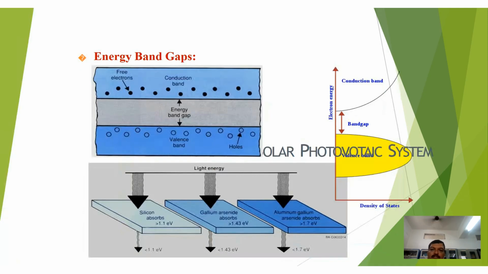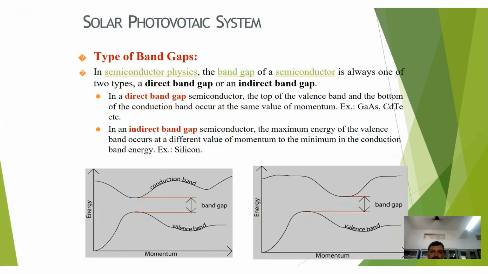So this is about the energy band gaps, where the band gap is the distance or gap between the valence band and conduction band. For silicon, it is less than 1.1 electron volts, whereas for gallium, it is 1.4 electron volts. For aluminum, it is less than 1.7 electron volts. That is the energy gap between the valence band and conduction band.